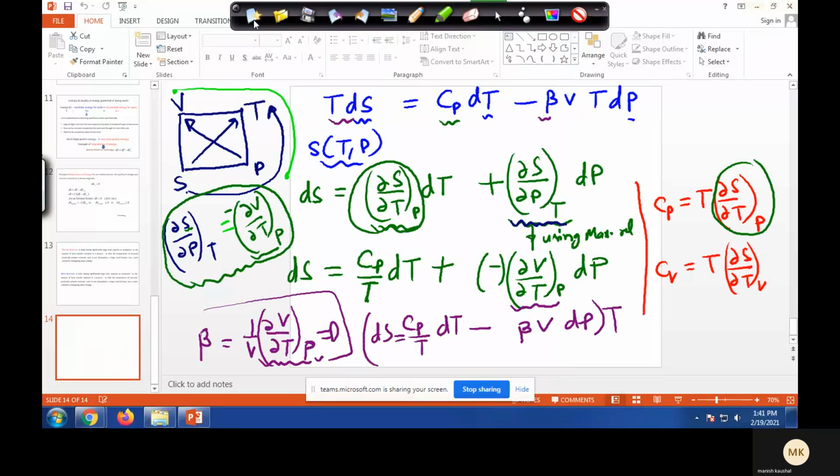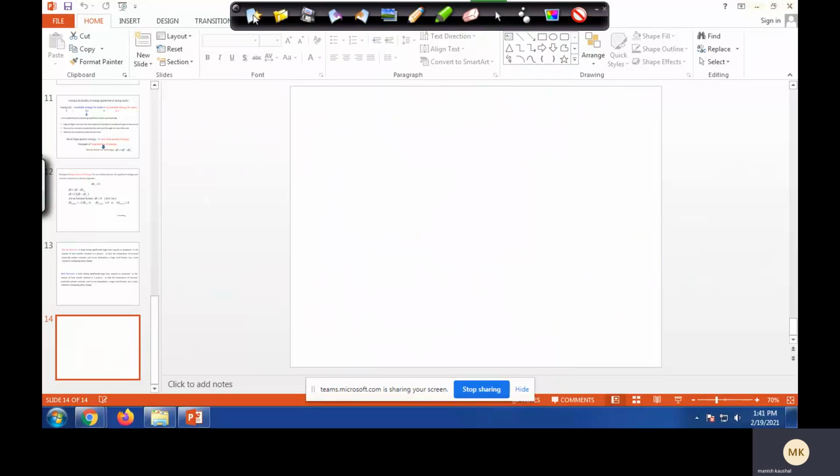Let's take another example. One more example. Let's say you want to express S as a function of T and V, basically in terms of measurable properties. So you have to prove, let's say someone asks you to prove that TdS is equal to Cv dT plus T beta/kappa dV.